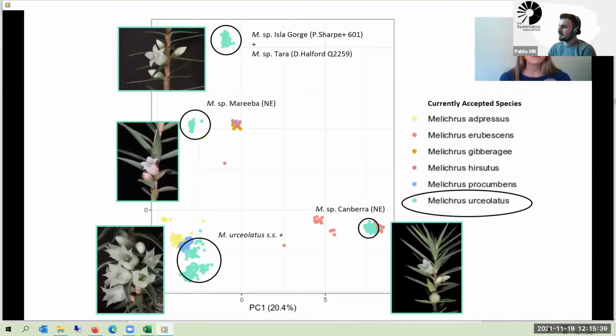I would love to talk a little more about this just now, but I think I should better move on. In summary, I think there is clearly mounting genetic and morphological evidence for a taxonomic classification of Eastern Melichrus with more than 6 species.